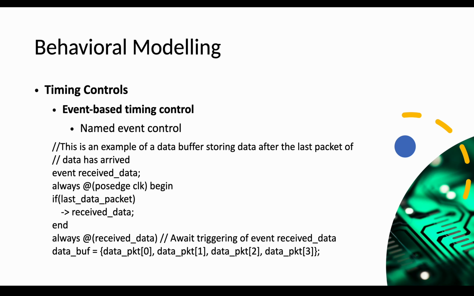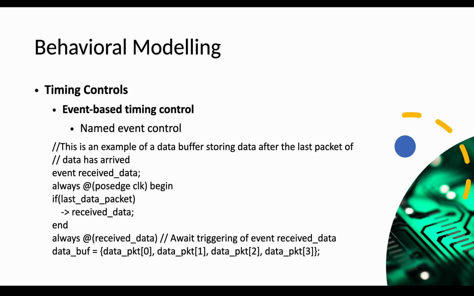Here is an example. It's an example of a data buffer storing data after the last packet of data has arrived. I'm declaring an event named received_data. always @(posedge clock) begin, if last_data_packet, that is, if the last data packet value is high, then I am triggering the event using the arrow, and the event name is received_data, and I am ending that always block. And another always @(received_data).